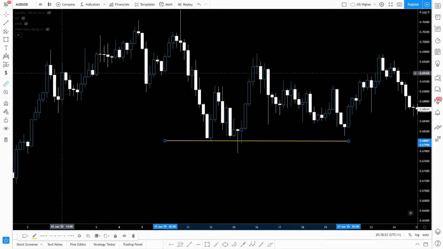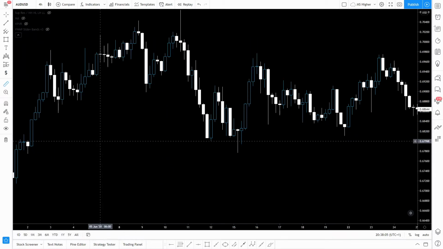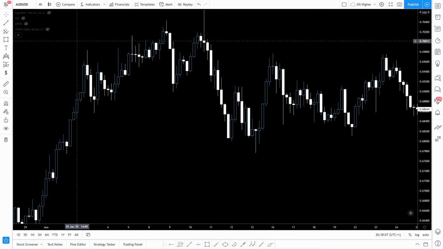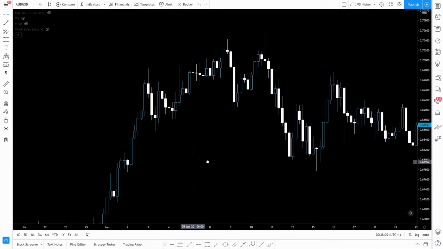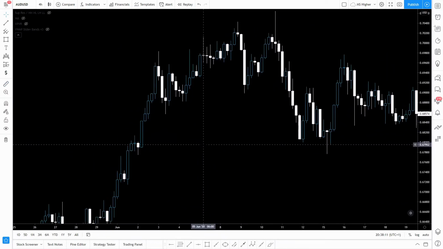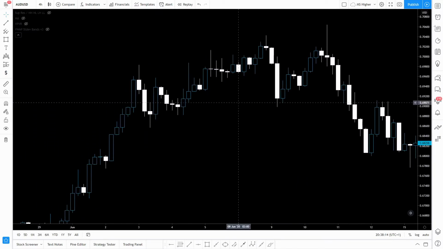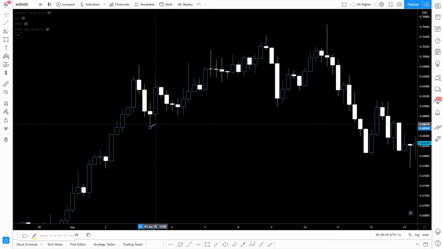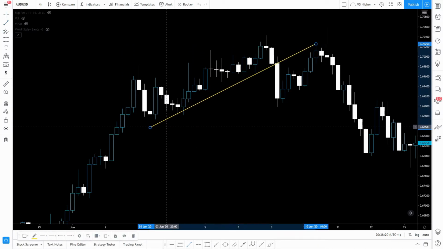174 pips. Why not, eh? And this is on the 4 hour. So imagine if we're going down to the 15 minutes. What a nice little channel right here. And it broke out of the channel.